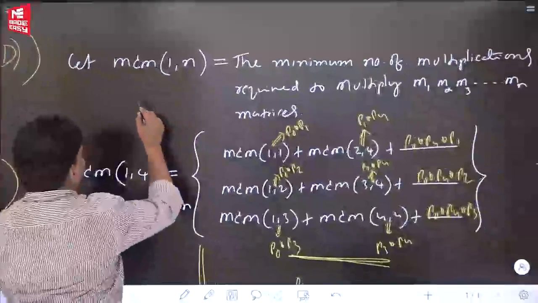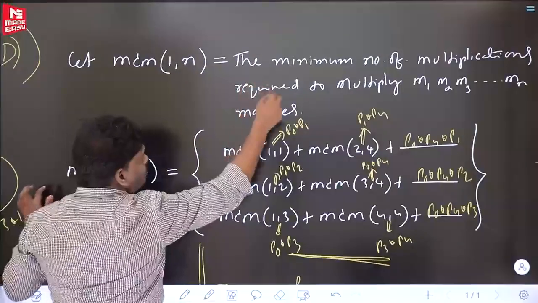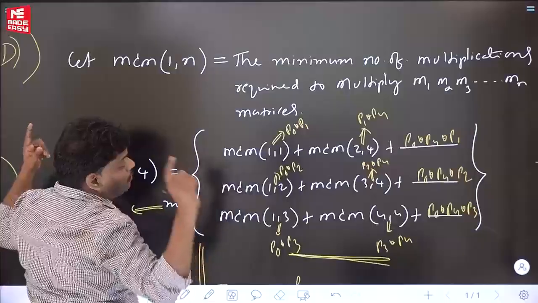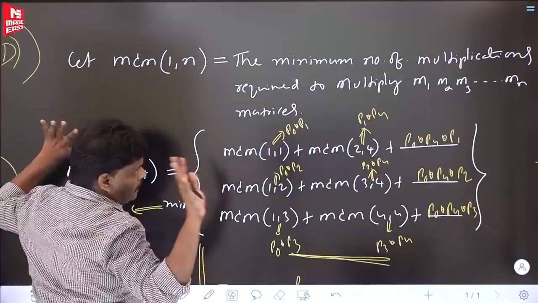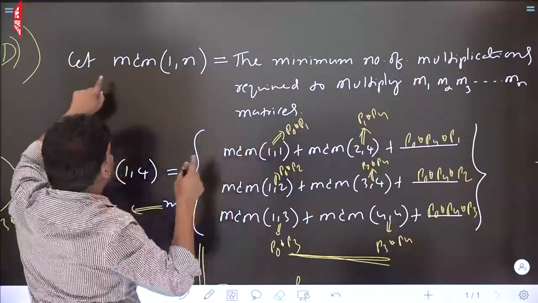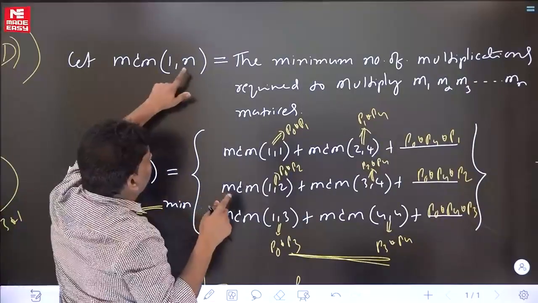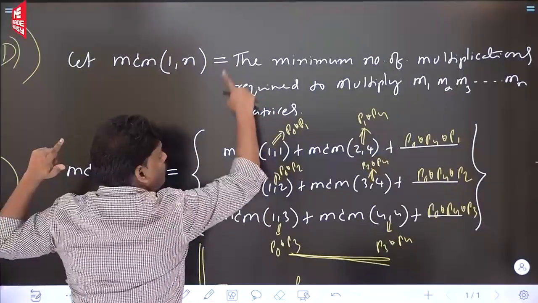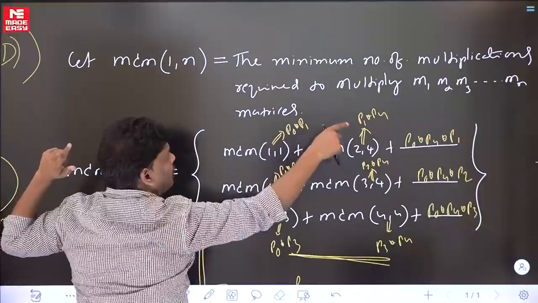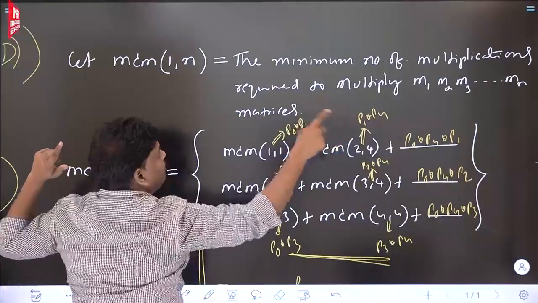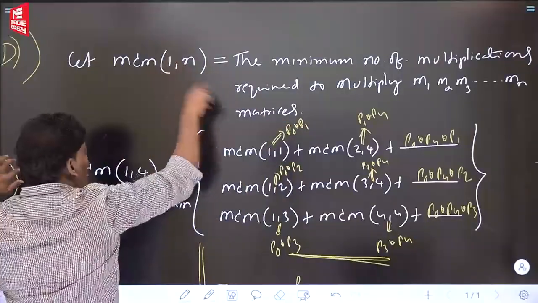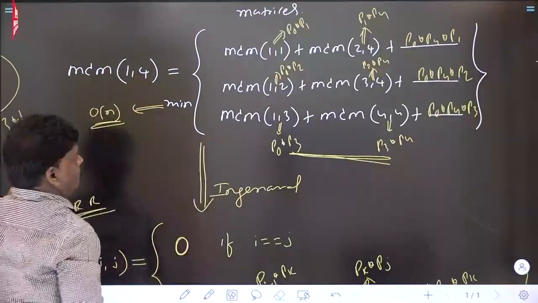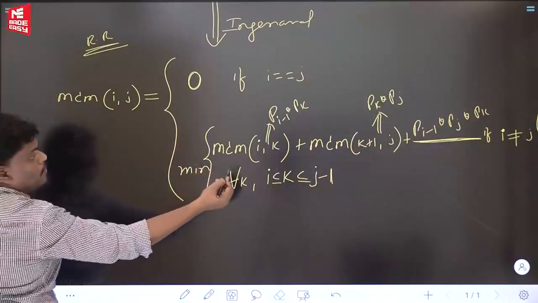I already wrote it. See, let MCM of 1 comma n be equal to the minimum number. It will give the minimum number of multiplications. If anyone says recurrence relation, please write it, right? First of all, define what purpose you are writing it for. MCM of 1 comma n indicates the minimum number of multiplications. See, it is not for time complexity. Minimum number of multiplications required to multiply matrices M1 to Mn. So this is finding the minimum number of multiplications. If you want, you can check, the minimum number of multiplications will come.